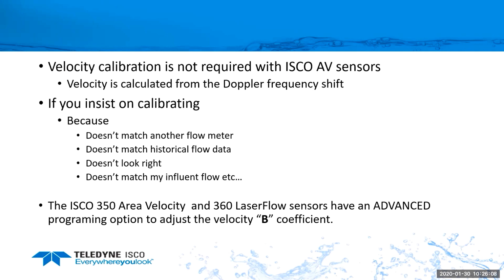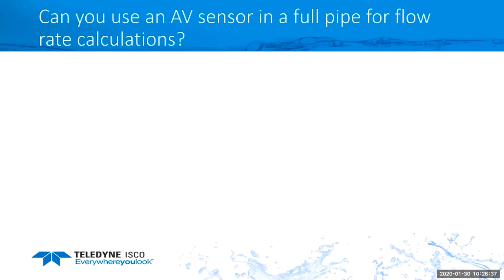There are some options. With the ISCO Signature 350 area velocity sensor and the laser flow sensor, in the advanced programming we have a velocity coefficient. It's labeled coefficient B. If you have an offset that you want to put in, that is where we can enter it. Or afterwards, in the FlowLink software, we can apply a coefficient to adjust the velocity and recalculate your flow rate.